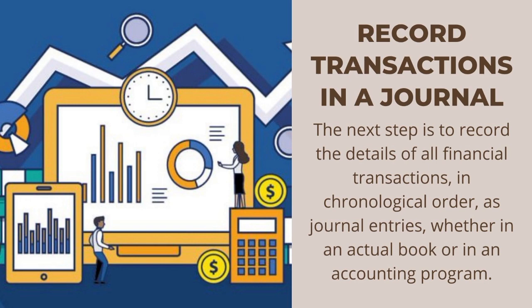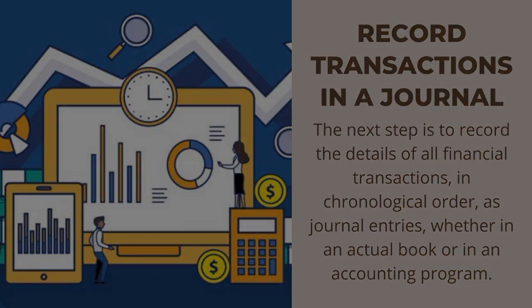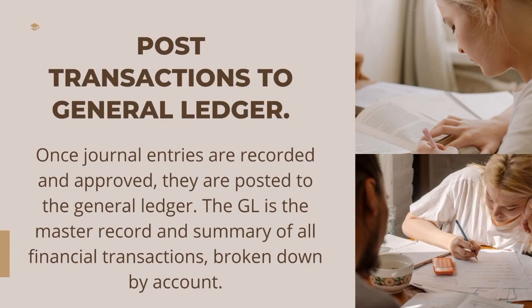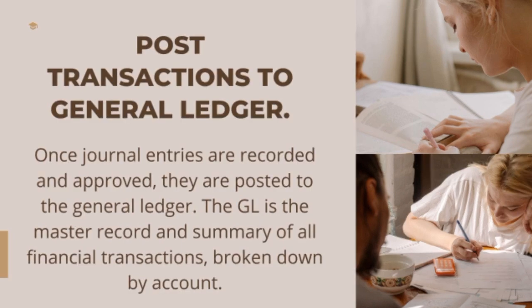With double entry accounting, each transaction is recorded as a debit and corresponding credit in 2 or more sub-ledger accounts. Exactly when the transaction is recorded depends on whether the business prefers the accrual accounting method, as most do, or the cash accounting method. The next step: once the journal entries are recorded and approved, they are posted to the general ledger. The GL is the master record and summary of all financial transactions broken down by account.